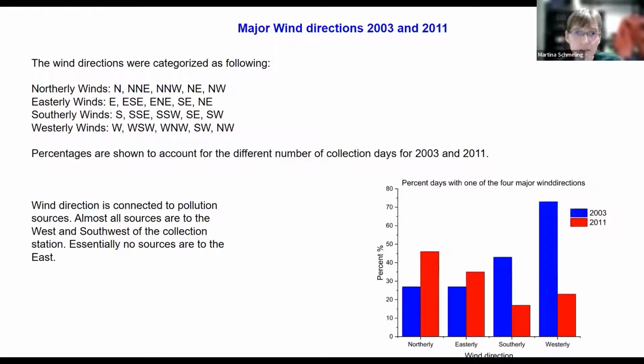So this graph shows you the major wind direction. What we did is we discriminated between northerly, easterly, southerly, and westerly winds. Obviously, for northerly, the predominant wind direction is north. Then we have east, south, and west. It's sometimes difficult to actually say where we do the cutoff.